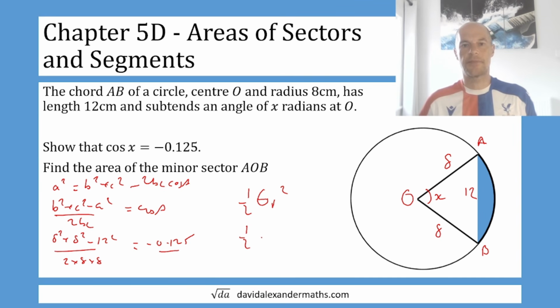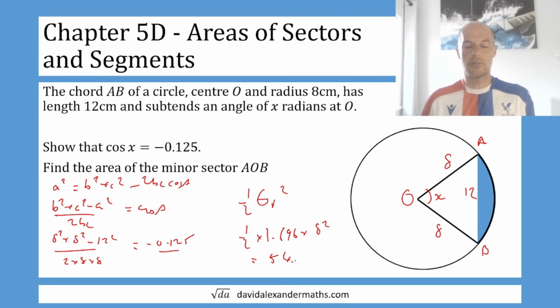So that's 1/2. We don't know what theta is, but we know that the cos of theta is negative 0.125. And we are in radians, so inverse cos that answer, I'm getting 1.69 or 1.70 to 2 decimal places. I'll just use my ANS button anyway. So I'm going to multiply that number on my calculator by 1/2, in other words divided by 2, and then multiply it by 8 squared, or 64.